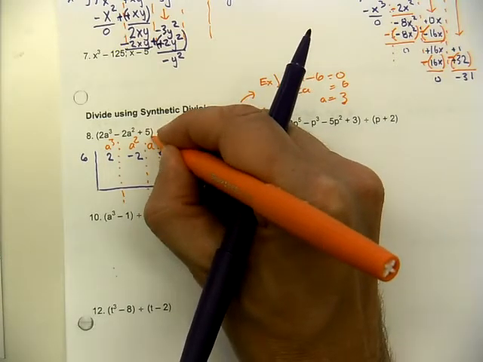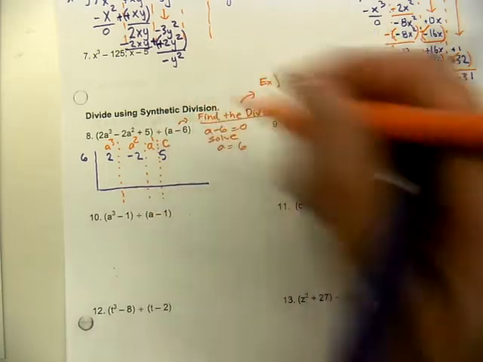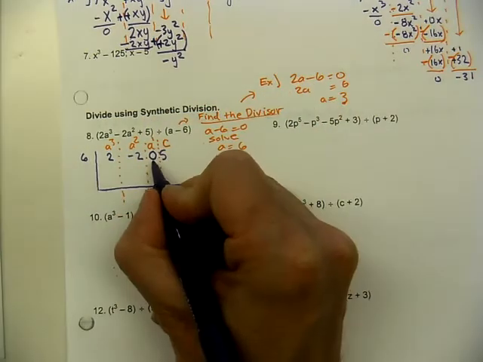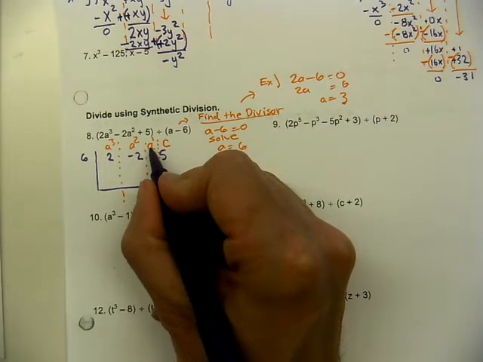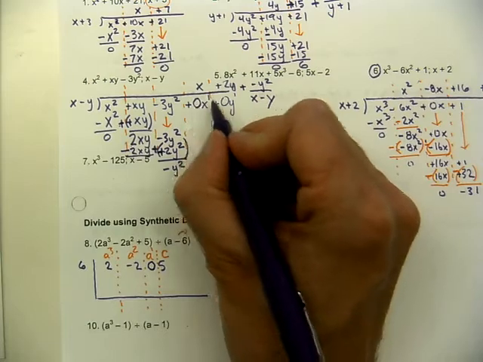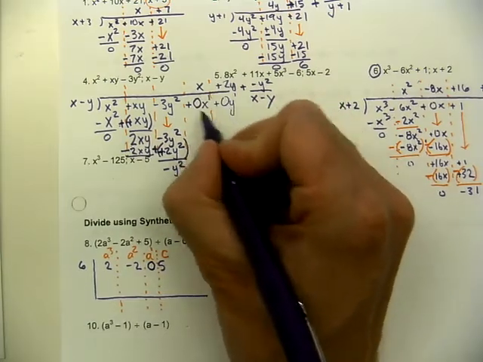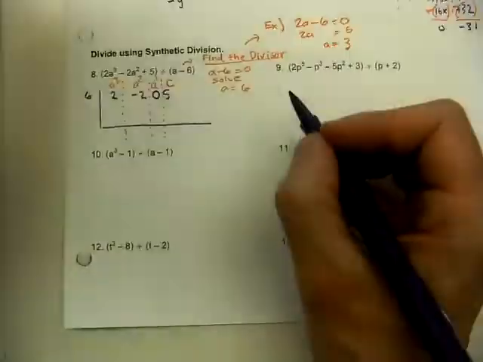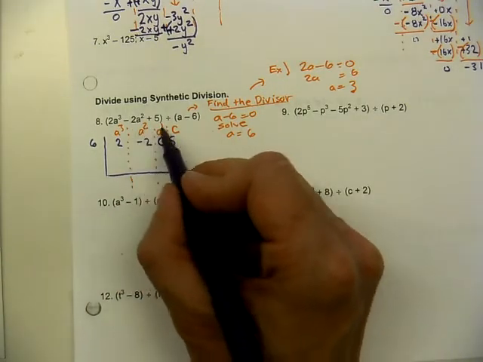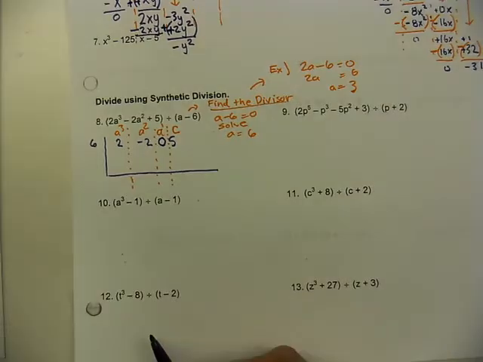There's my a to the first power. There's my constant term. So once again, we need a placeholder. I have a 0 as a coefficient on that a to the first power, just like we had 0 as a coefficient on our x or y in the above example. So we need a column for every descending power, a cubed, squared, a to the first, and then the constant term.